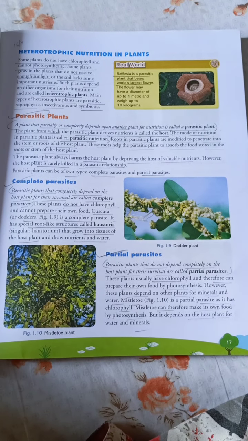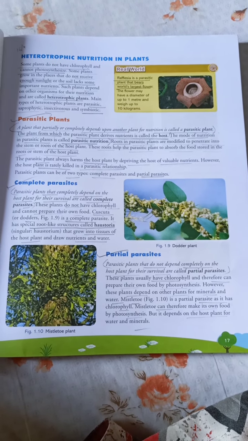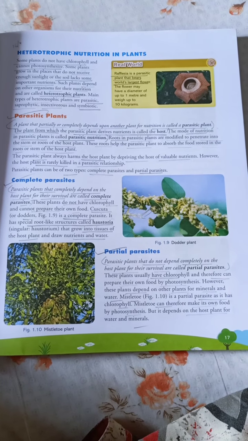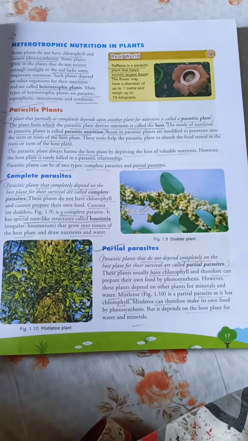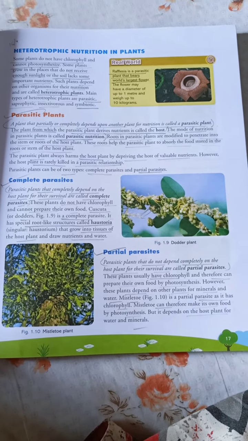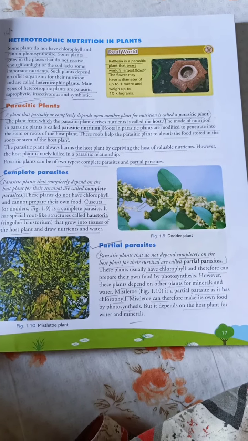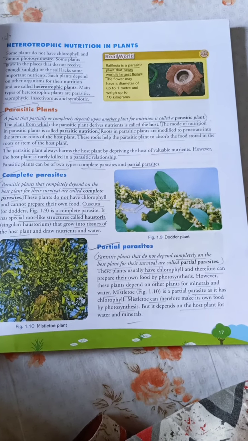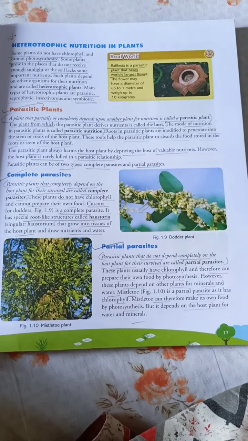Some plants do not have chlorophyll and cannot photosynthesize. So they have to depend on other plants for their nutrition, for their growth and development. This type of nutrition is called heterotrophic nutrition, and the plants which depend on other plants for their nutrition are called heterotrophic plants.